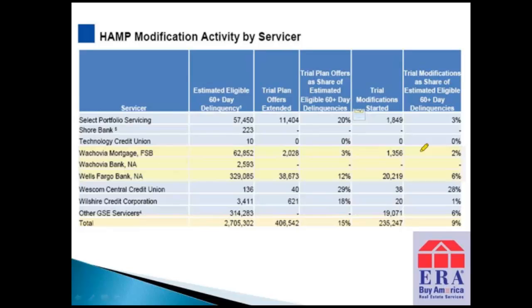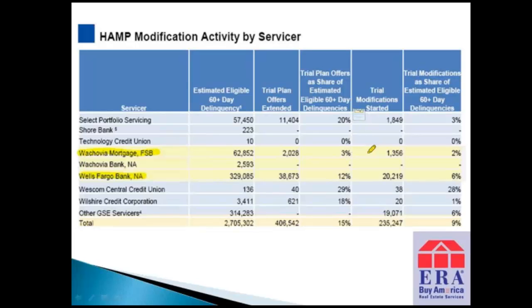Specifically speaking to our Wachovia and Wells Fargo clients here who've joined us, Wachovia Mortgage and Wells Fargo Bank. You'll notice Wachovia Mortgage, they don't have as many mortgages as JP Morgan Chase or Bank of America, but they still have 62,000 people eligible, right? And the trial plan's offered 3%. That's only offered. That's not even the ones where they decide to start it. If it's the ones who start it, it's 2%.